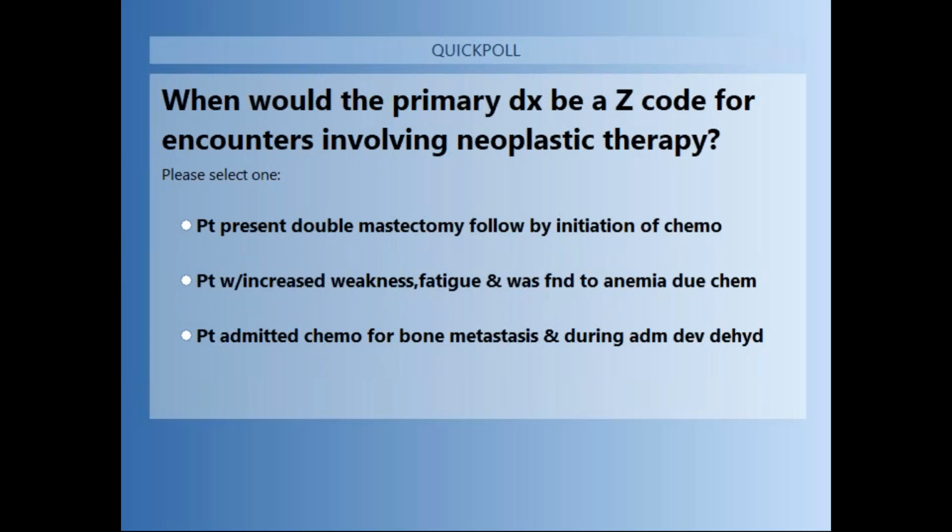When would the primary diagnosis be a Z code for encounters involving neoplastic therapy? Is it A, patient presented for double mastectomy followed by initiation of chemotherapy? B, patient presented with increased weakness and fatigue and was found to have anemia due to chemotherapy? Or C, patient was admitted for chemo for bone metastasis and during admission developed dehydration? Go ahead and select your answer.